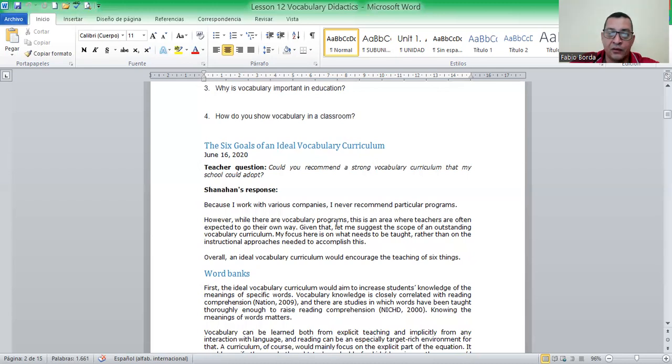However, while there are vocabulary problems, this is an area where teachers are often expected to go their own way. With that, let me suggest the scope of an outstanding vocabulary curriculum. My focus here is on what needs to be taught rather than on the instructional approach needed to accomplish this. Overall, an ideal vocabulary curriculum will encourage the teaching of 6 things.